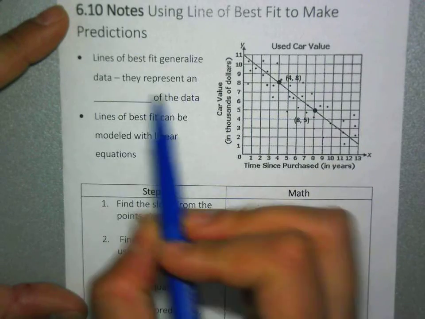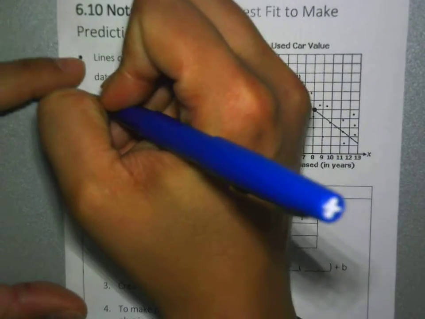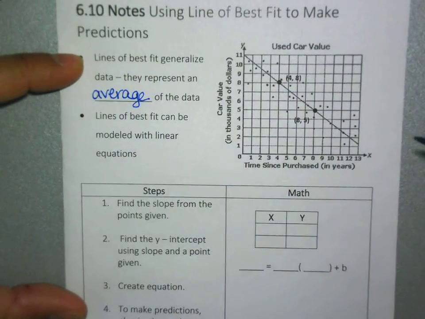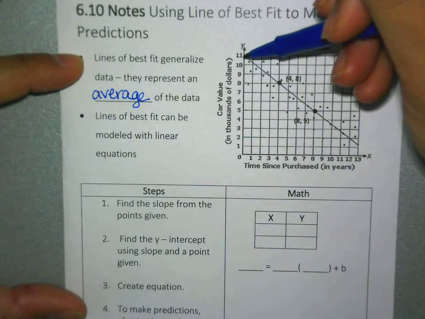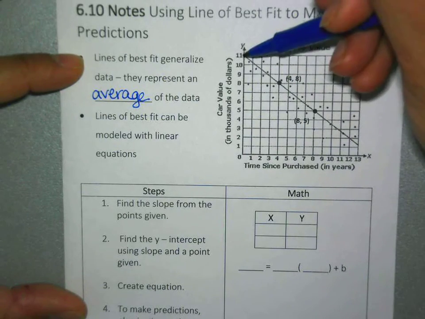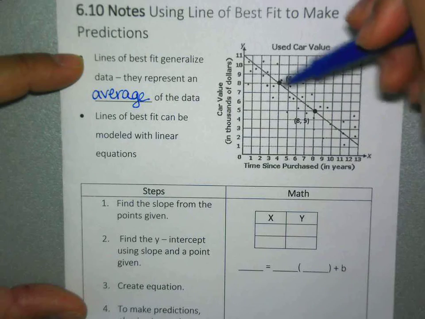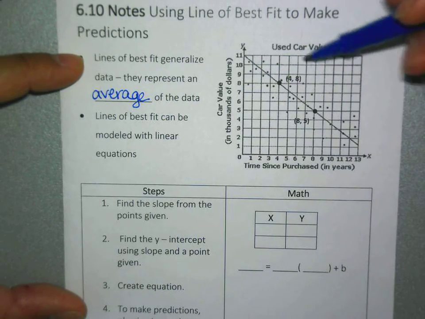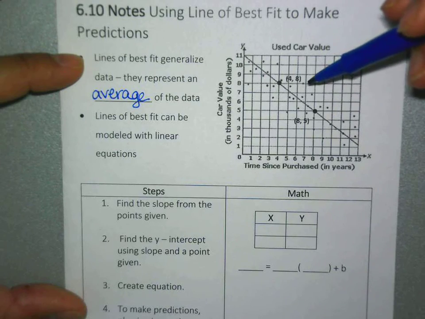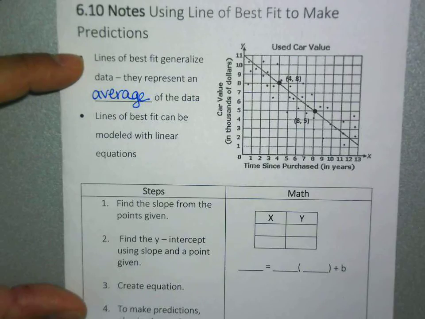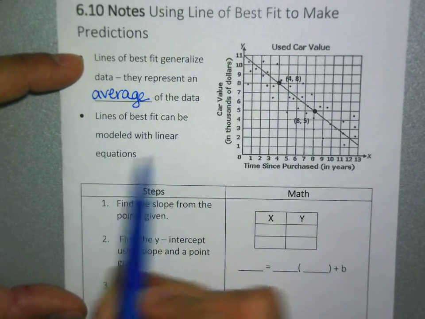So lines of best fit generalize data, and they represent an average of the data. That's because I'm constantly telling you guys, when you draw your line, make sure it goes through the middle of the data so that there's about an equal amount of dots on the left side as there are on the right side. And of course, the more points you can go through, the better. It goes through the middle of data. Lines of best fit can be modeled with linear equations.